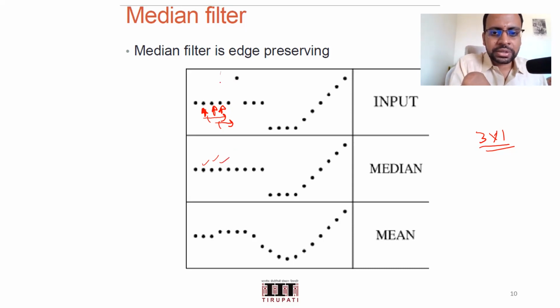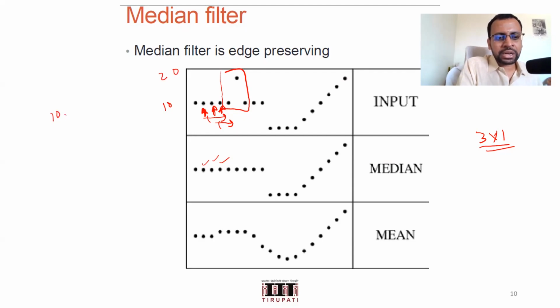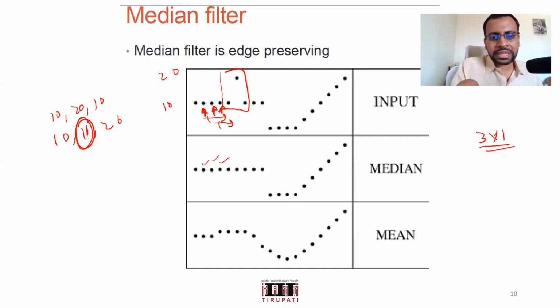Now look at this window. These three values are there. You put them in either ascending order or descending order. Suppose let me write this as 10 and this as 20. So what you have is 10, 20, 10. You put them in ascending or descending order, 10, 10, 20. Take the middle value, and that is what you assign to that particular pixel of your interest, which is currently this. So you will get 10 itself here.